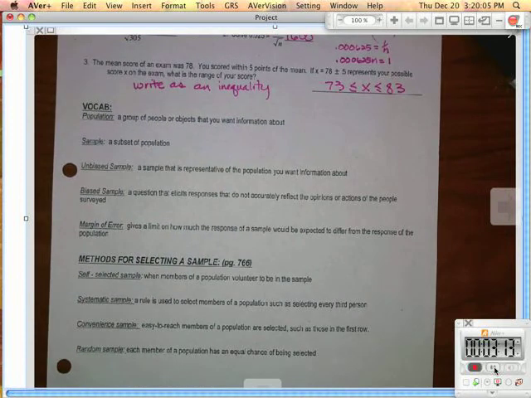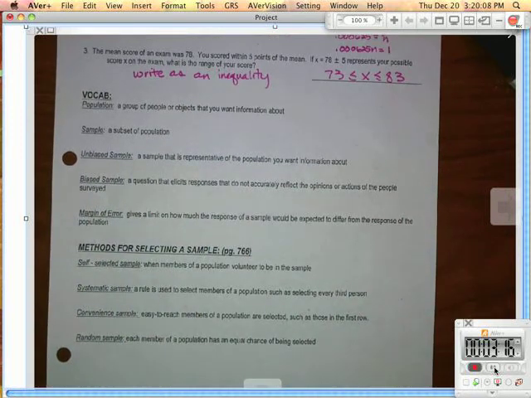A biased sample is a question that elicits responses that do not accurately reflect the opinions or actions of the people surveyed. So for example, say you're standing in line at a concert and somebody decides they want to find out how many concerts people attend. So they decide to go to that concert line and ask people in that line. Well, that's a biased sample because obviously you're asking concert goers. And it would be better to get maybe a few from that line and a few other random people somewhere else in a mall or whatever. Because if you only ask the people in the concert line, then it's a biased sample.